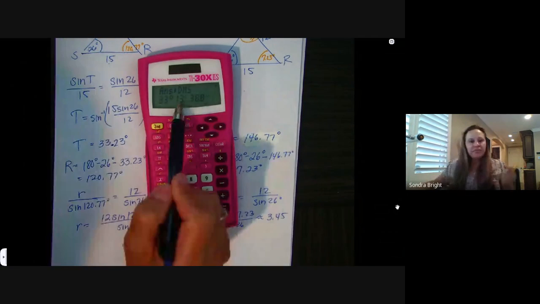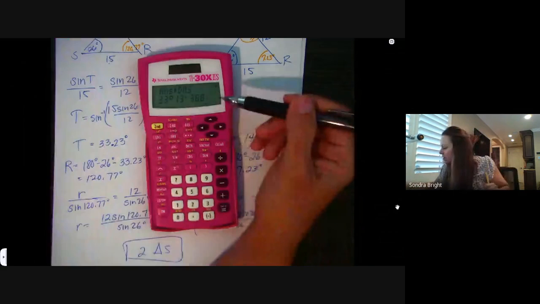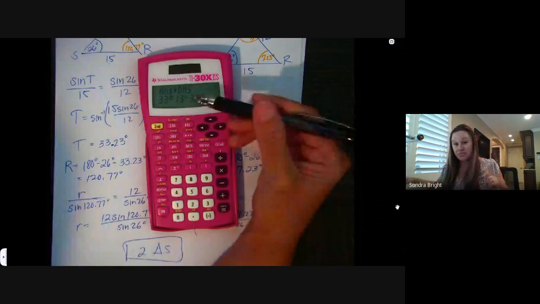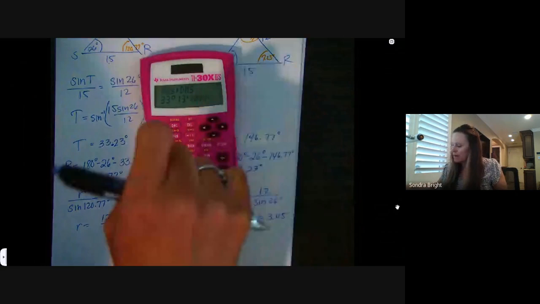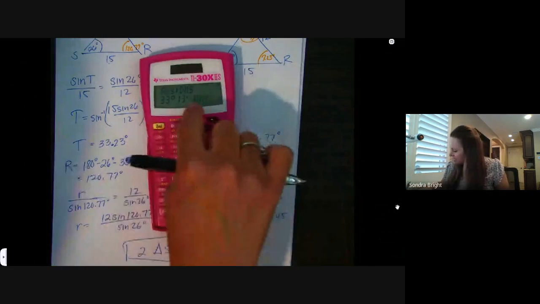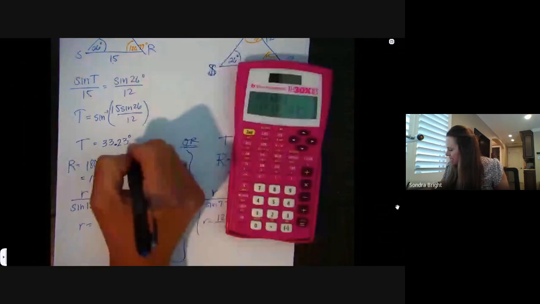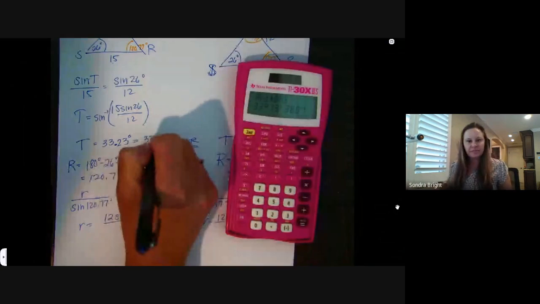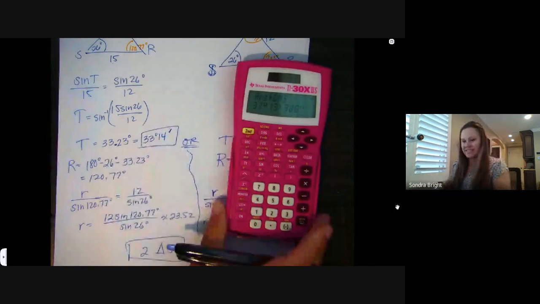Actually, there are 60 seconds in a minute, right? So half of a minute would be 30 seconds. So if your seconds are over 30, you would round up that minute. So this answer will be 33 degrees and 14 minutes as an answer. Just hit your degrees, minutes, seconds, and you'll see. So hopefully that makes sense.